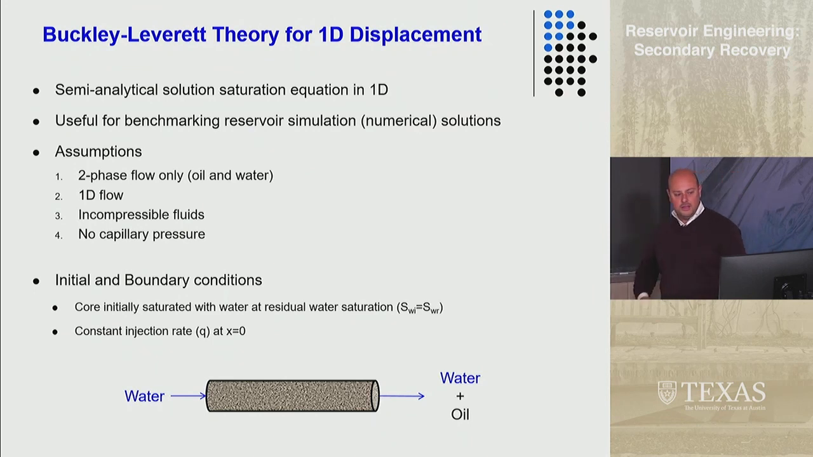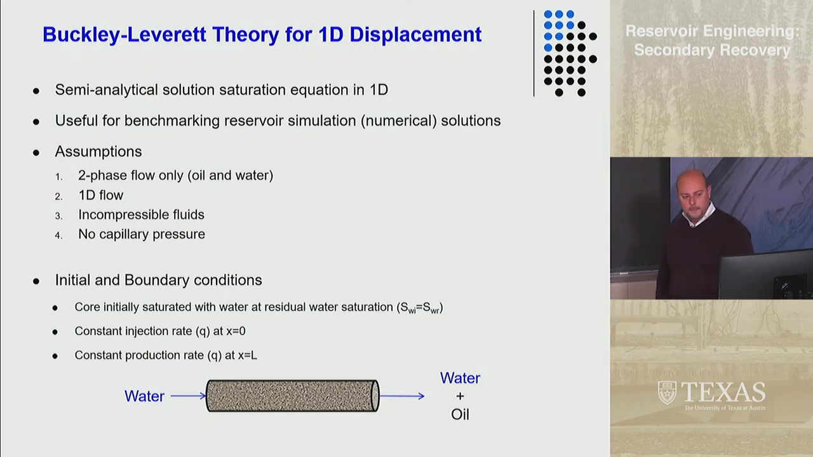You have a constant injection rate at x equal to 0. So we're injecting water at x equal to 0. That could be so many barrels per day or so many milliliters per second. And that's what we would normally do in a reservoir, right? We inject water maybe at a constant rate.